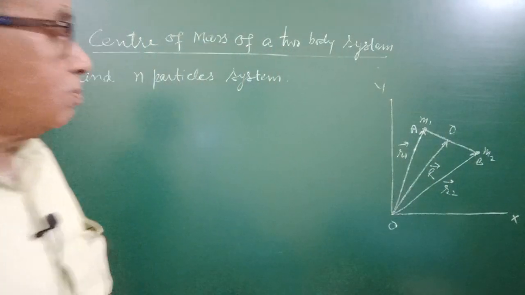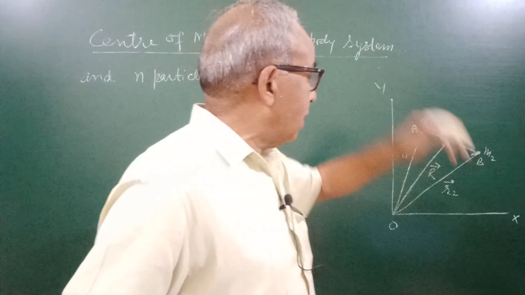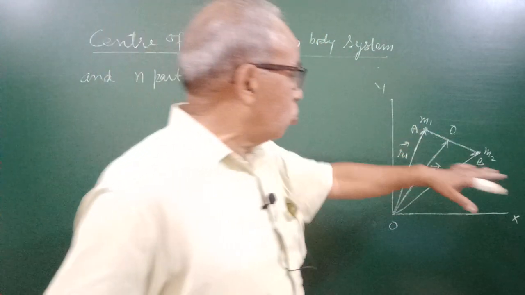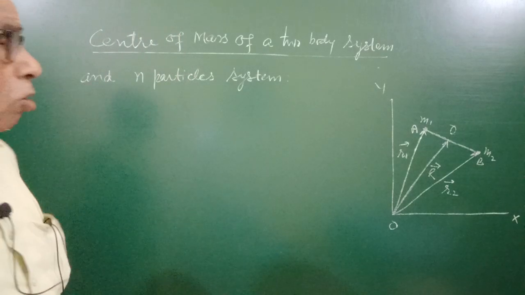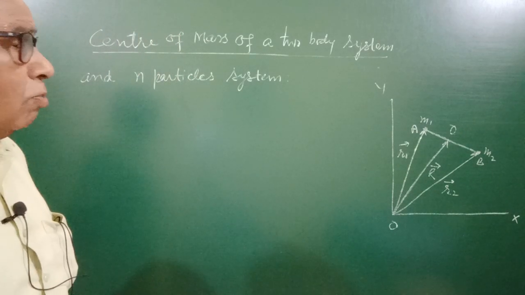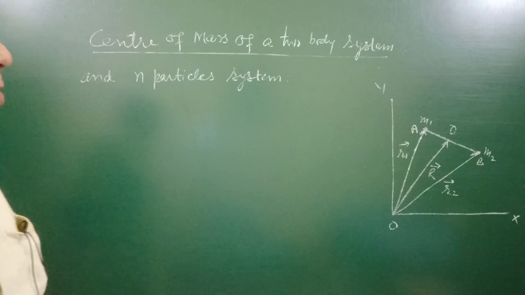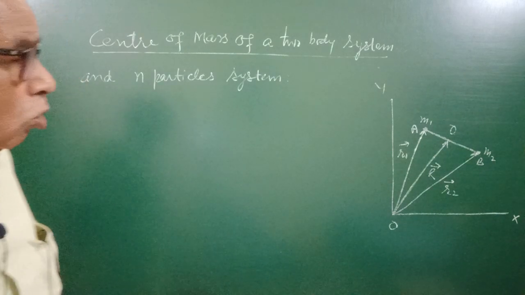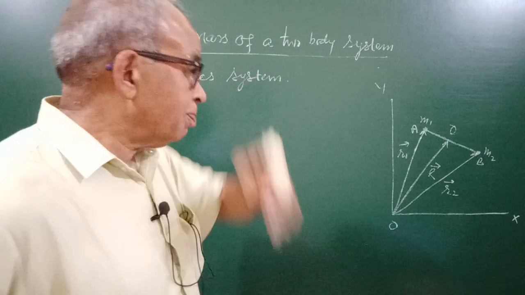Here in this figure, we have a system of two bodies, masses M1 and M2, placed at points A and B. The position vector of A is R1 and of B is R2. O is supposed to be the center of mass, whose position vector with respect to the origin is capital R.